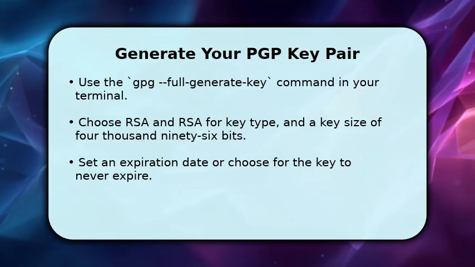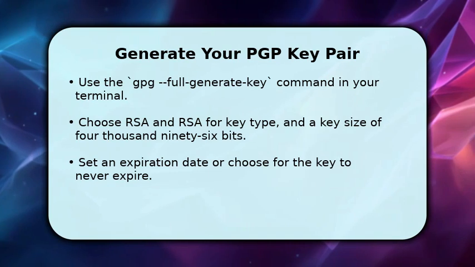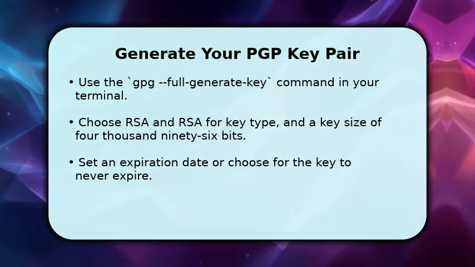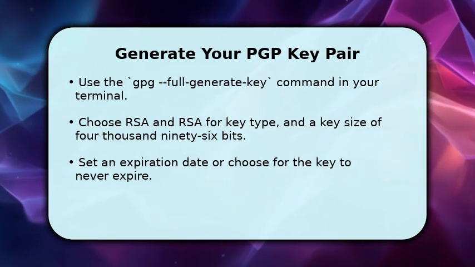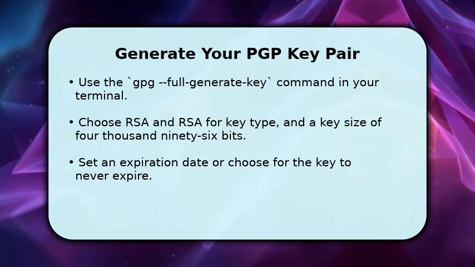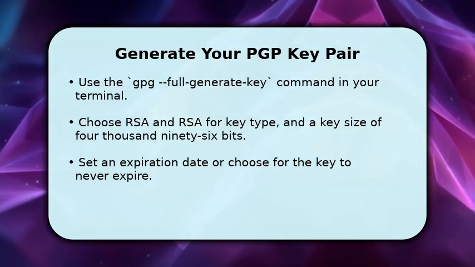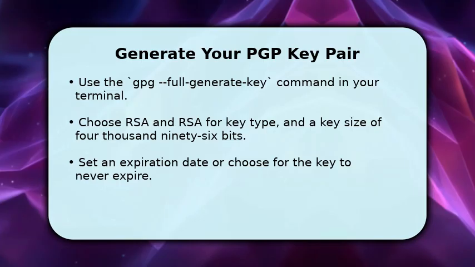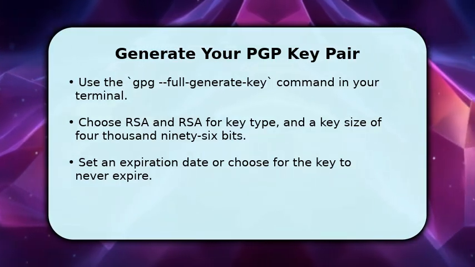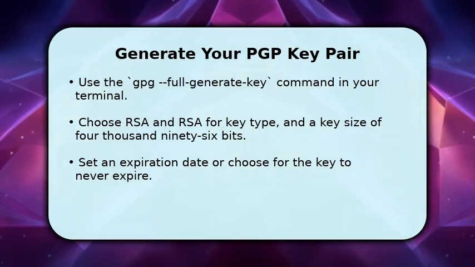To begin, open your terminal and type gpg --full-generate-key. This command starts an interactive process. You'll typically choose RSA and RSA for the key type, and a robust key size of 4096 bits for strong security. You can also decide if your key should expire after a certain period or remain valid indefinitely.